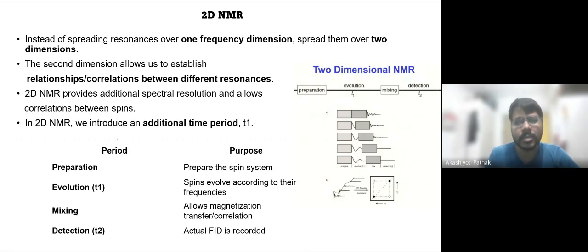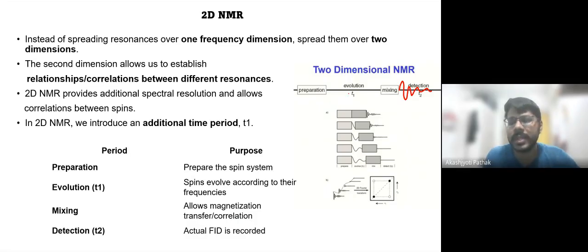Then in the evolution time, after the RF pulse is provided, the spins start precessing according to their own frequency, so the spins evolve according to their frequency. Then in the mixing time, the magnetization transfer between the spin systems takes place. So the mixing time allows magnetization transfer or correlation. And during the T2 period, the FID is collected.